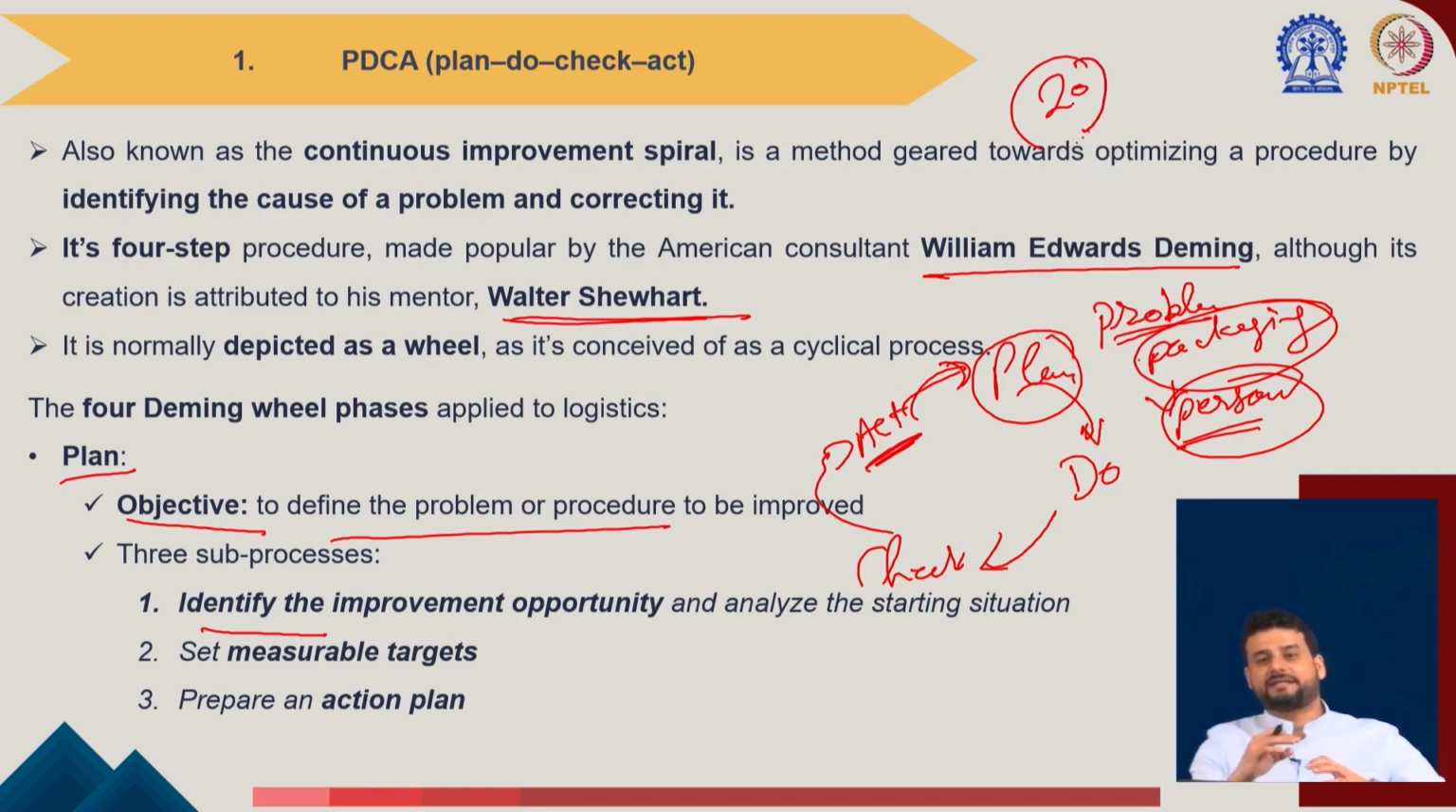So, there is the greatest opportunity, we should explore it first, because then we can reduce the highest number of complaints coming from the markets, right. Then we need to set the measurable targets.